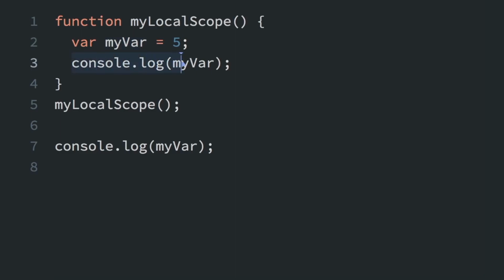So it says console.log myVar, it should console.log the 5. So we're going to call the function here, and it's going to console.log myVar, but then the program is going to run this console.log that's outside of the function. It's still going to try to access myVar. And so let's see what happens.